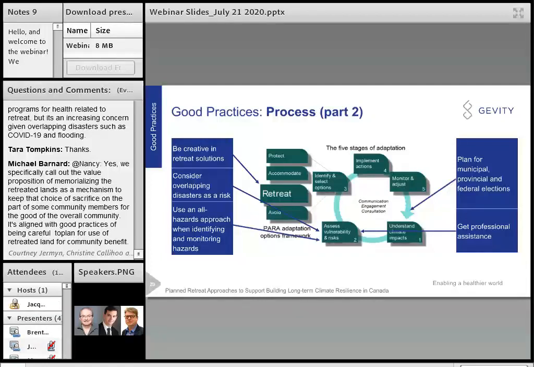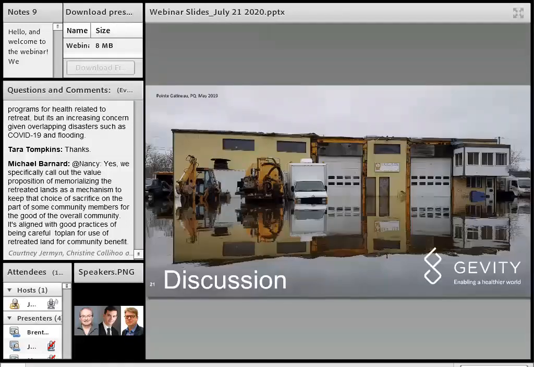The last good practice on this slide, on the bottom right side, get professional assistance, and this connects back to the encouragement to tap into consultants. If you don't personally feel you have the expertise in your institution, then tap into consultants, researchers, and research institutes, and get some assistance with this process.